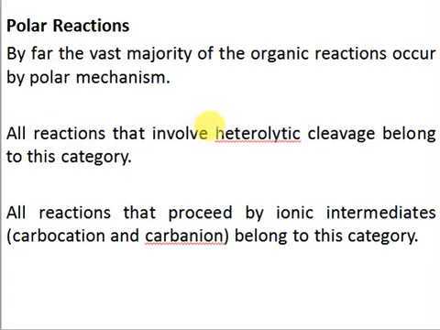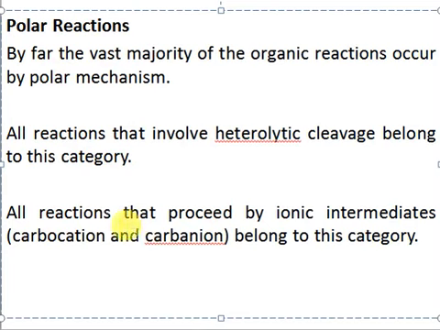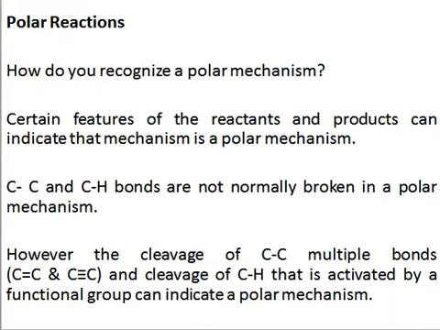So the result is that these mechanisms always result in formation of ionic intermediates, right? So whenever in any mechanism you are getting some carbocation or carbanion, you must be sure that this mechanism is a polar mechanism. So how can we distinguish a mechanism to be a polar mechanism? Right? Certain features can help us.